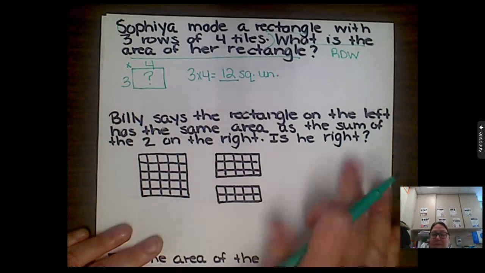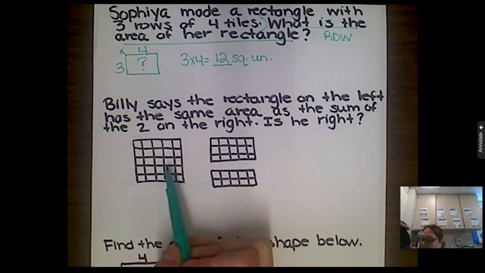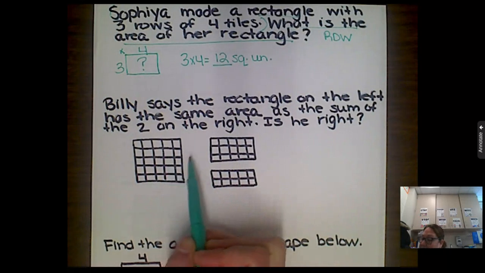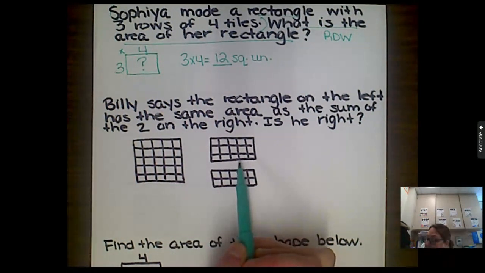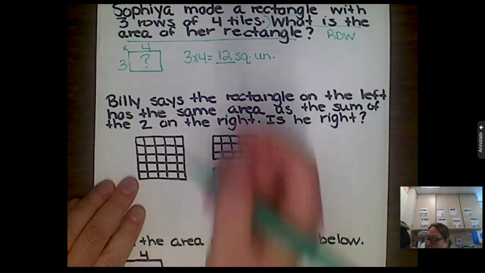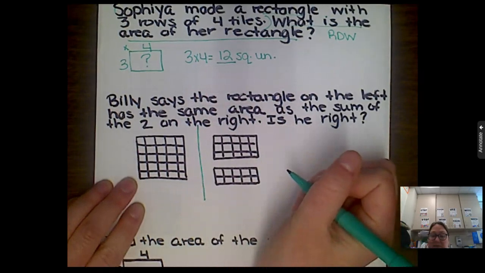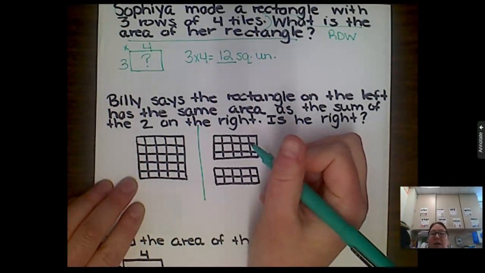Okay, good. The next one, Billy says the rectangle on the left has the same area as the sum of the two on the right. Is he right? So Billy says the rectangle on the left, which is this one, I'm just going to put a line to separate. You're going to have a question just like this. It'll just be different pictures and numbers, and it won't be Billy.